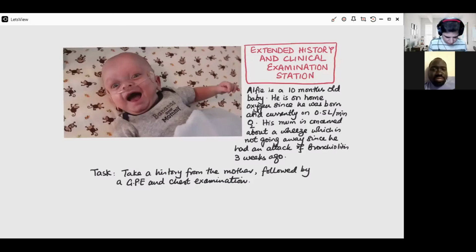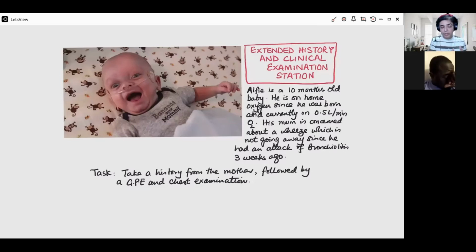Okay, fine. So the time finishes for this station. So this was an extended history and clinical examination station. You performed relatively well on the history side. Bronchopulmonary dysplasia. That's the word I was looking for, yes, you're very right. So this was a case of bronchopulmonary dysplasia because of the history and the findings. If a child is oxygen dependent at day 28, that is bronchopulmonary dysplasia, which is another name for chronic lung disease.